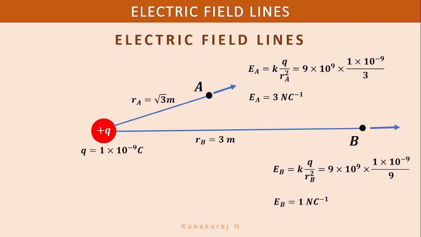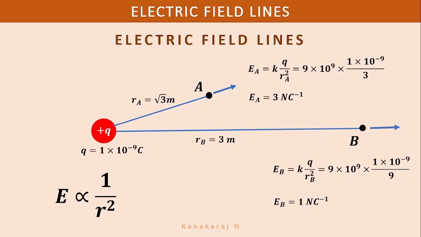So what we need to understand from this numerical example is, as we go away from the charge, whether it is a positive charge or negative charge, the magnitude of electric field intensity decreases by the relation E proportional to 1 by R square, because K and Q remain the same in this problem. Right, one more point you need to understand.